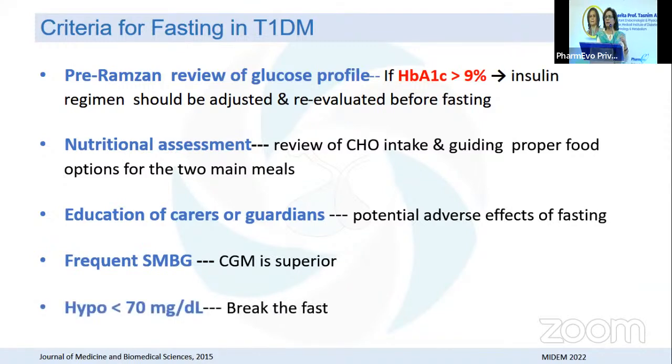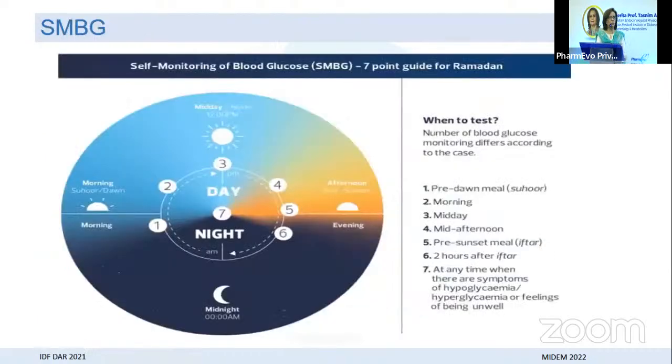And we keep talking about that cutoff, less than 70. That is when you must break the fast. You can't say, abhi 1 ghanta rehta hai iftar mein abhi, let it go. You must break the fast. This has been shown multiple times now. I don't need to go there, but 7-point plus anytime the patient is not feeling well.